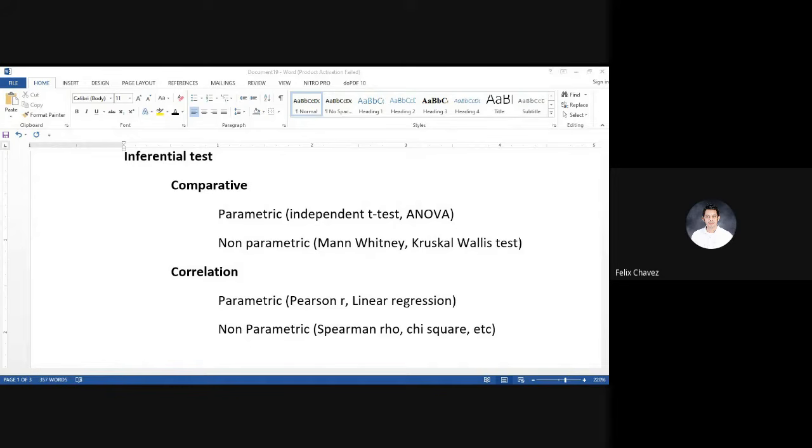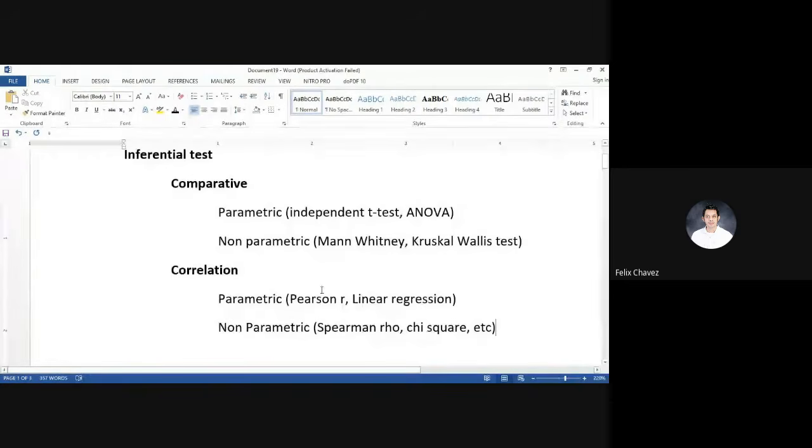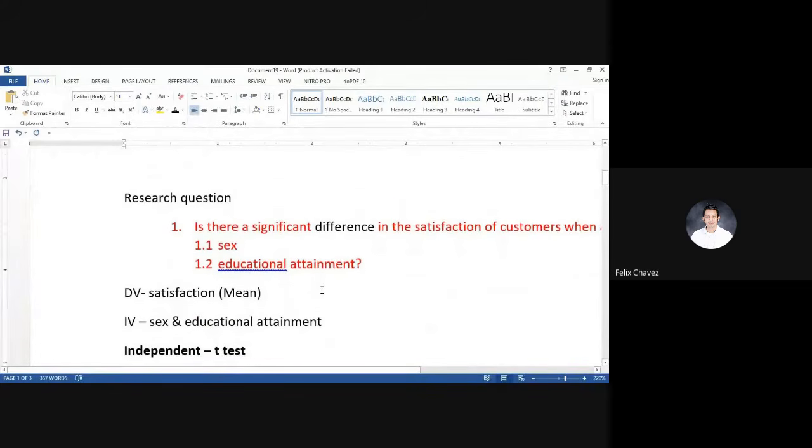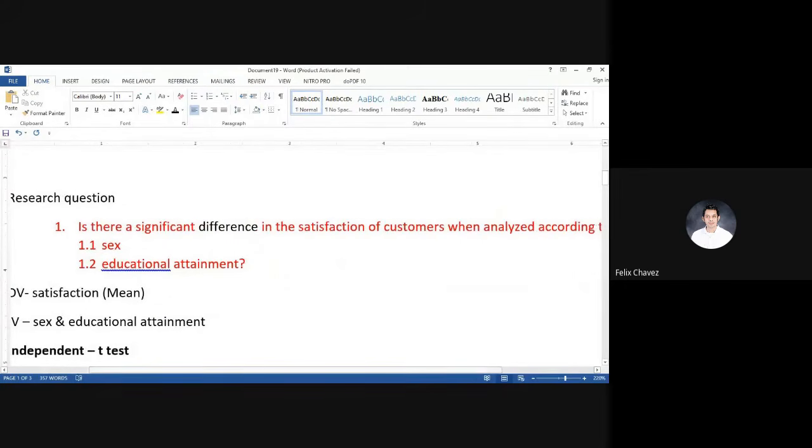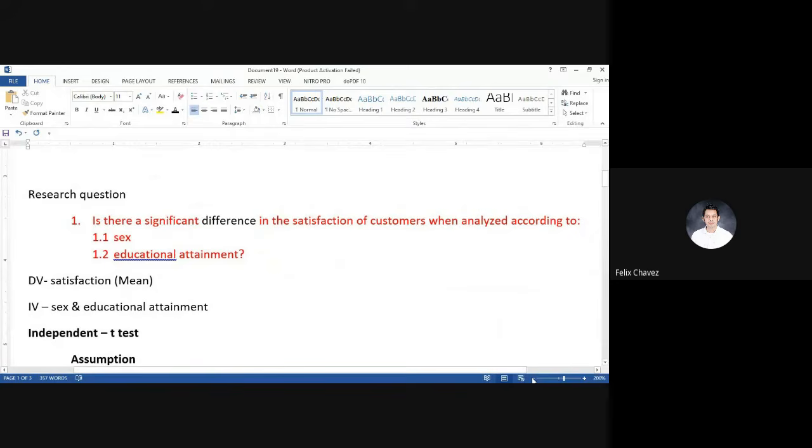So, in the independent t-test, in the research question or in the statement of the problem, this is how to frame the statement of the problem utilizing comparative tests. So you can see the word difference because we wanted to compare. Like for example, is there a significant difference in the satisfaction of customers when analyzed according to sex and educational attainment? So for this particular comparative analysis, we have certain variables involved.